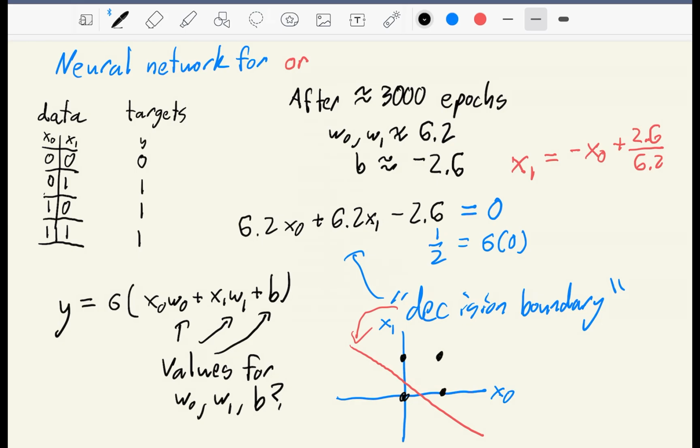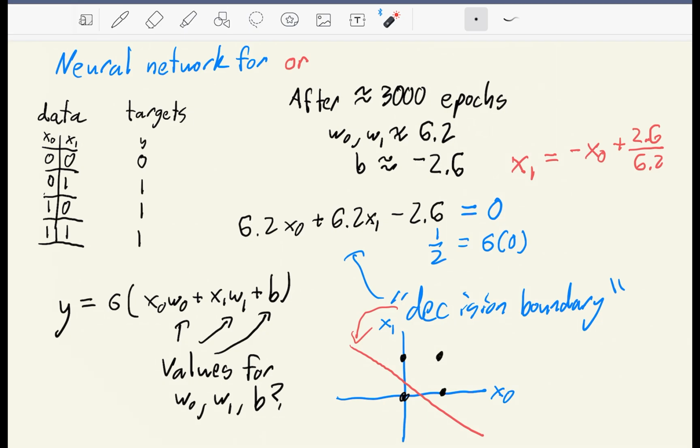And so you can see that three of these, the three upper ones here, are all on one side of the decision boundary. And the last one, with 0, 0, is on the other side of the decision boundary. And that corresponds to a prediction of 0 for the 0, 0 input and a prediction of 1, a probability bigger than 1/2, for these inputs.